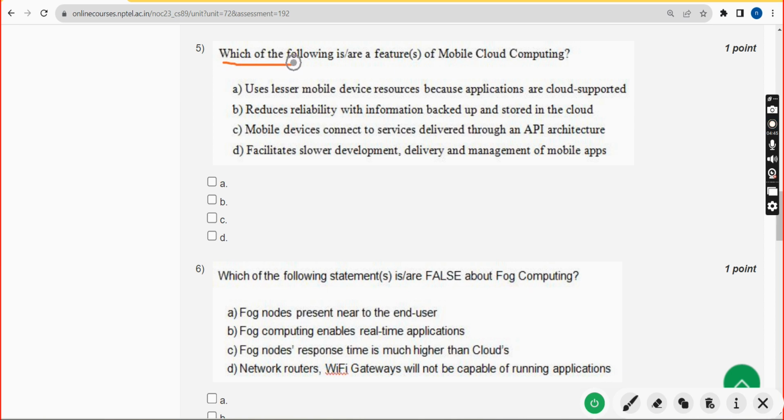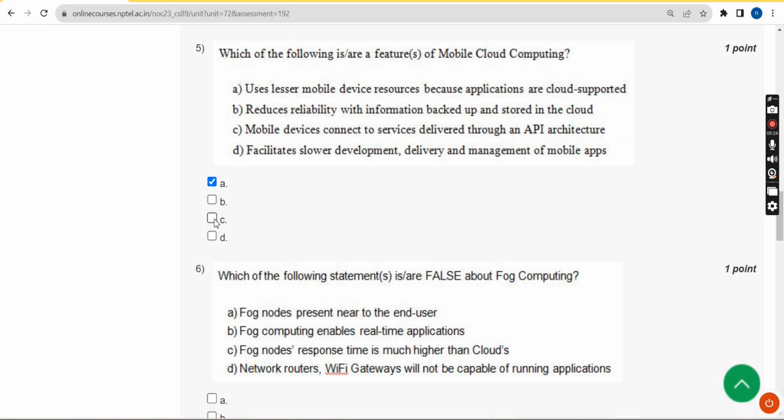Fifth one, which of the following is or are features of mobile cloud computing? So for fifth question, there are two probable solutions. The first one is option A, uses less mobile device resources because applications are cloud supported. So option A, and the other one is option C, guys. Mobile devices connect to services delivered through an API architecture. So the answers are option A and option C. So mark option A and option C. Now let's move on to the sixth question.